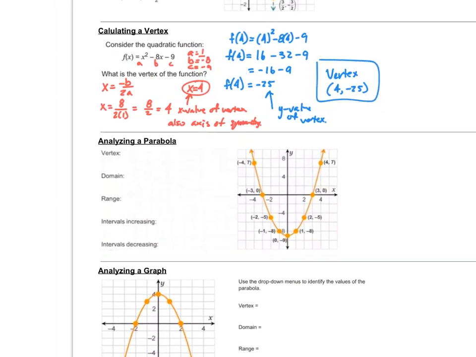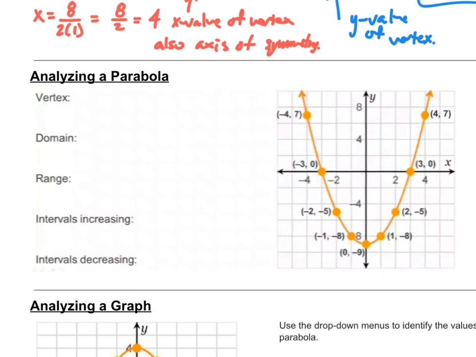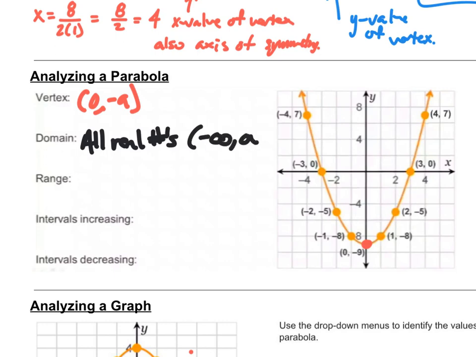Okay, let's take a look over here. On this one it says we want to analyze a parabola. So let's first identify the vertex. Okay, the vertex is down here at the point 0, negative 9. Okay, the domain of this parabola is going to be all real numbers. And we can write that in interval notation as negative infinity to positive infinity.